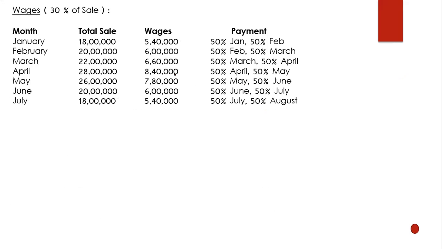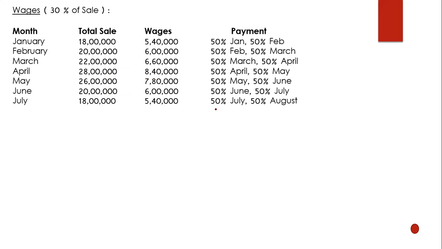Wages, 30% of sale is wages. So here is month, here is sale, because we have to find out the percentage of the sale. So 30% of 18 lakh is equal to 5,40,000. 30% of 20 lakh is equal to 6 lakhs. 30% of 22 lakh is equal to 6,60,000. 30% of 28 lakh is equal to 8,40,000. 30% of 26 lakh is equal to 7,80,000. 30% of 20 lakh is equal to 6 lakh. 30% of 18 lakh is equal to 5,40,000.